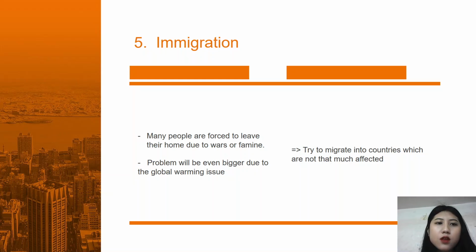Many farmers will no longer be able to sustain their crop yields since they will not have enough water supply anymore. Thus, many people will try to migrate into countries which are not that much affected by the global warming problem and which provide higher living standards. This also leads to a local overpopulation of certain areas.